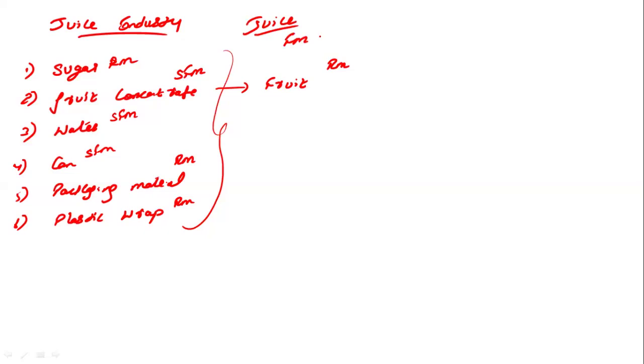Okay, so all these materials would be considered as direct material. But to get juice, only these materials are not sufficient. To run a business, these materials alone are not enough. So direct material is not sufficient to run a business. To run a business, you need another set of materials. So those are the indirect material.